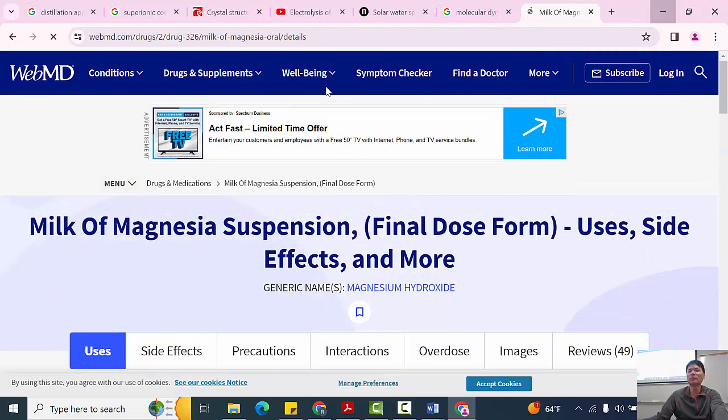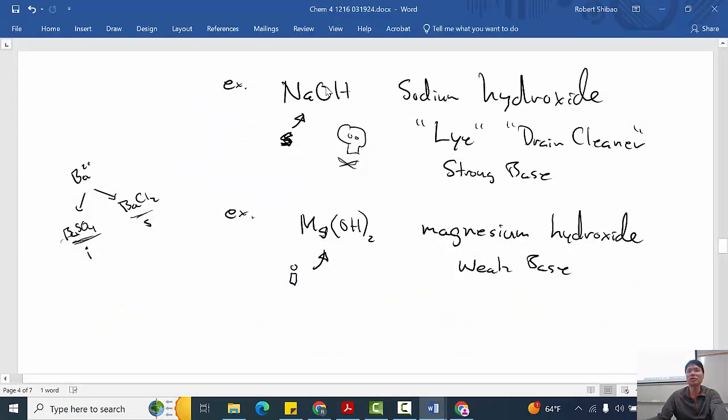Let's say you go to the supermarket and they're out of milk of magnesia, but they do have drain cleaner. Should you use the drain cleaner instead of the milk of magnesia? No, and why not? I mean, there's no way. It would just be the reverse.